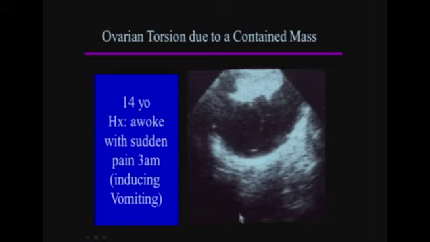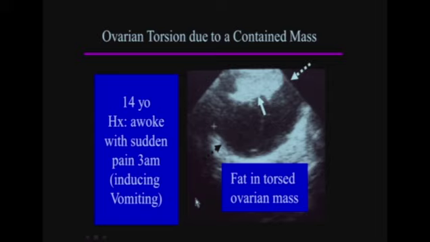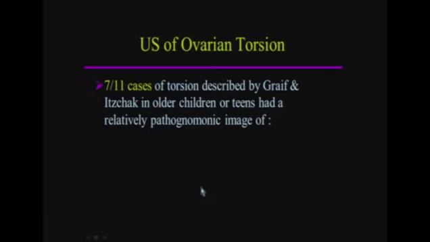This is an ovarian torsion due to a contained mass. A 14-year-old awoke with sudden pain at 3 a.m. inducing vomiting. This is the image. I point to a geographic, highly echogenic component of the mass, which was fat in a torsed ovarian mass, which was a dermoid.